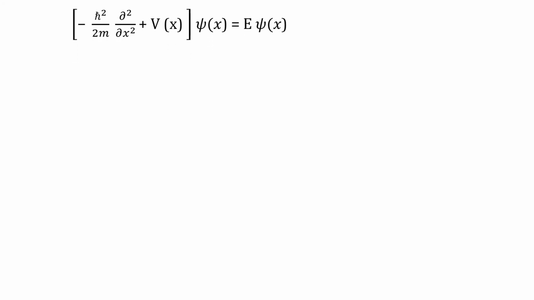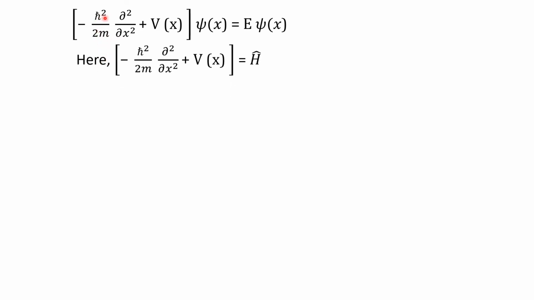Equation A: psi of x is taken outside and it becomes minus h cross square by 2m into del square by del x square plus V of x, outside the bracket psi of x, is equal to E psi of x. Here the bracketed term represents the sum of kinetic energy plus potential energy. How is the first term kinetic energy?